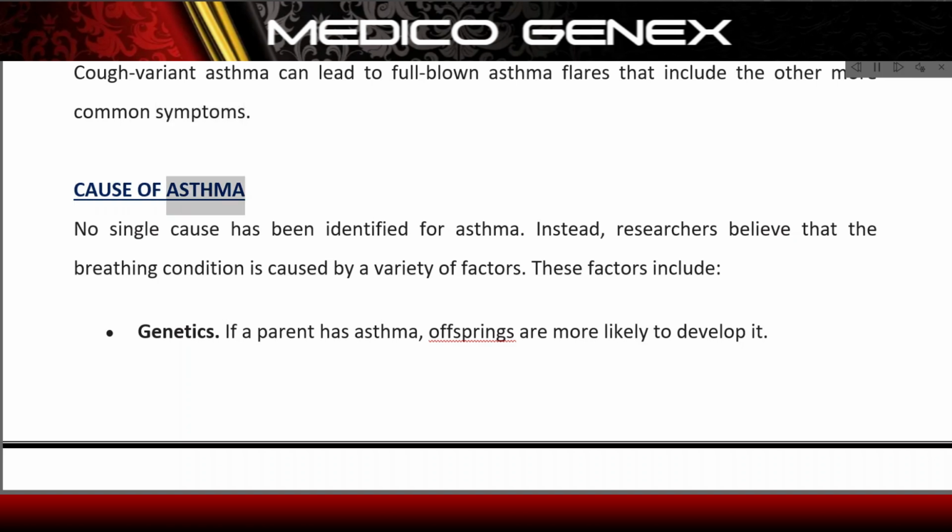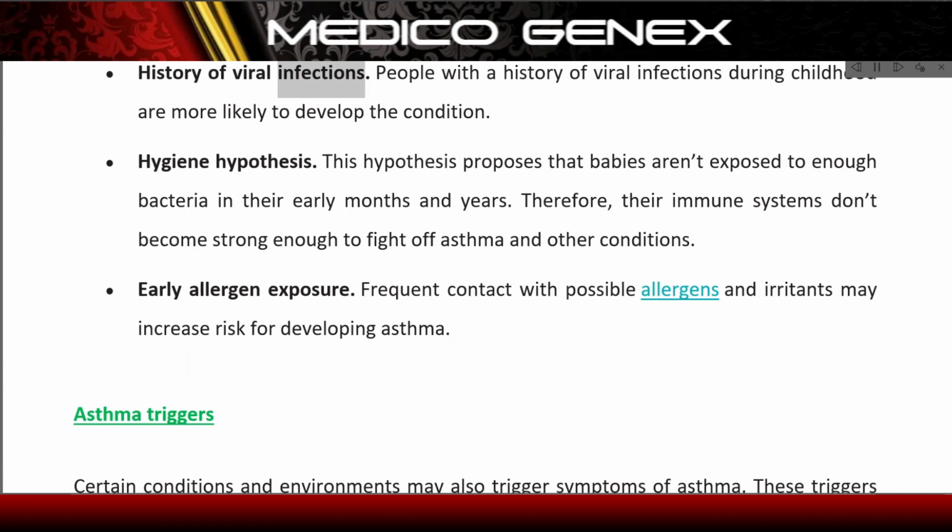Cause of asthma. No single cause has been identified for asthma. Instead, researchers believe that the breathing condition is caused by a variety of factors. These factors include genetics. If a parent has asthma, offspring are more likely to develop it. History of viral infections. People with a history of viral infections during childhood are more likely to develop the condition.